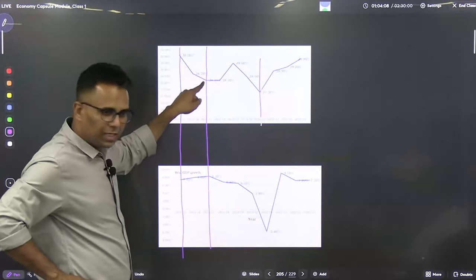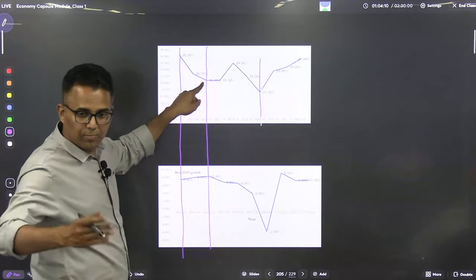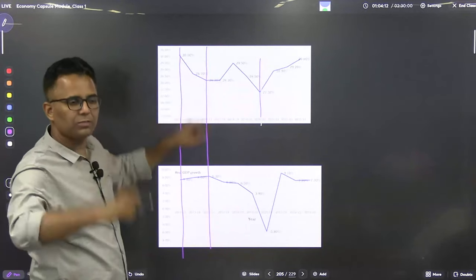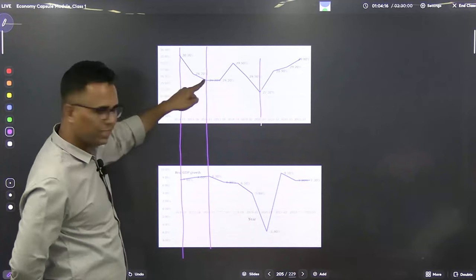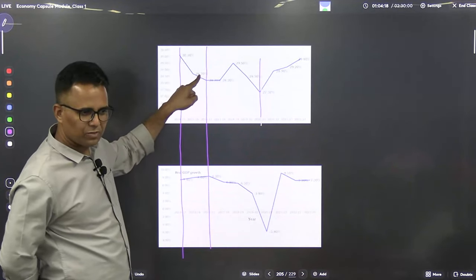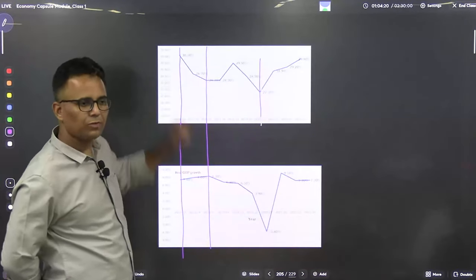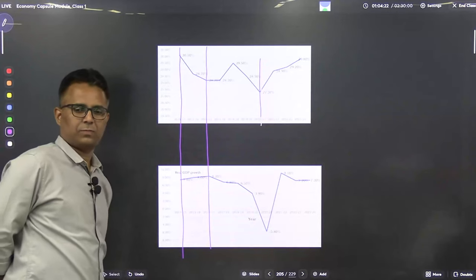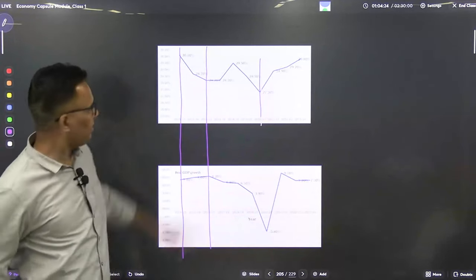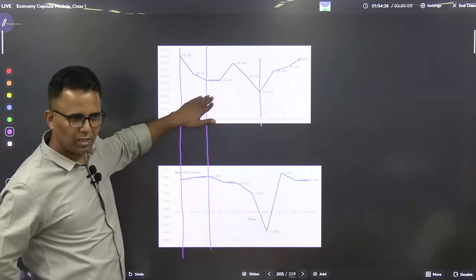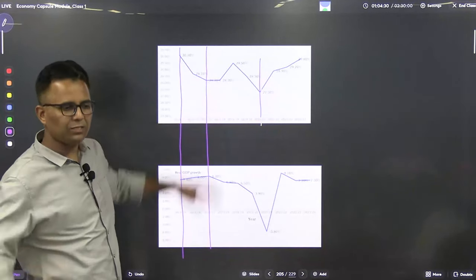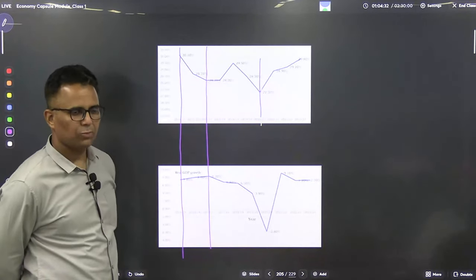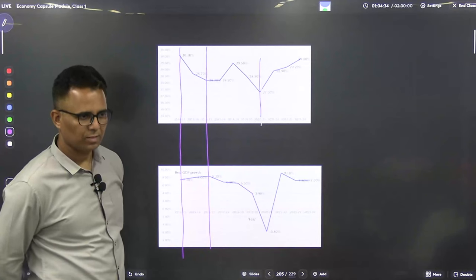Because even if investment is declining, we are producing capital goods. Even if our investment is declining, are we not producing capital goods? Yes, we are producing capital goods. If investment comes down to 15%, will our GDP increase? Yes, it will increase. It should be greater than depreciation.